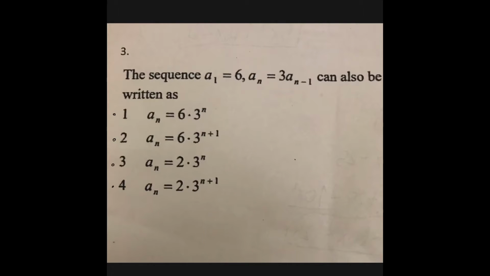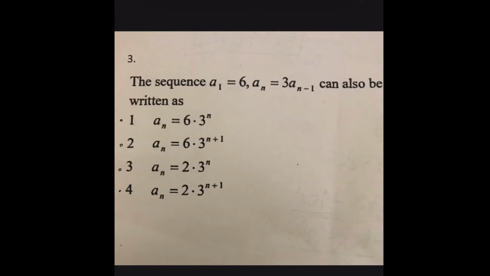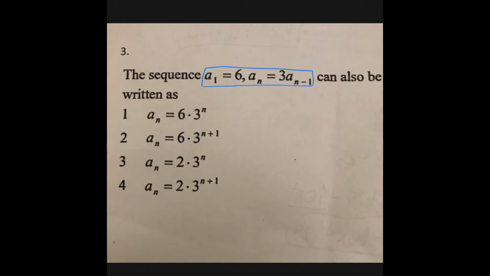Question. It says the sequence a sub 1 equals 6 and a sub n equals 3 times a sub n minus 1 can be also written as, and we have these 4 different answer choices. So I'm going to take this formula right here. These are 2 different equations, and I'm going to use it to determine the second term of this sequence.